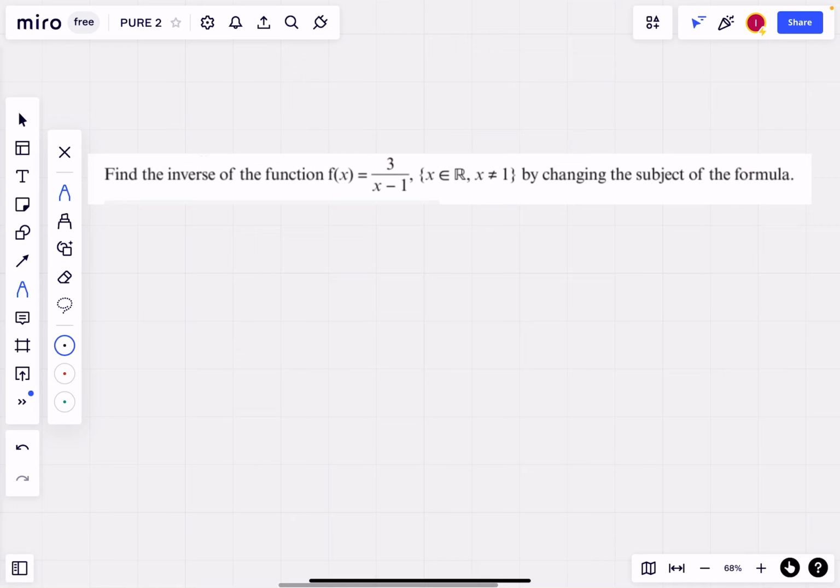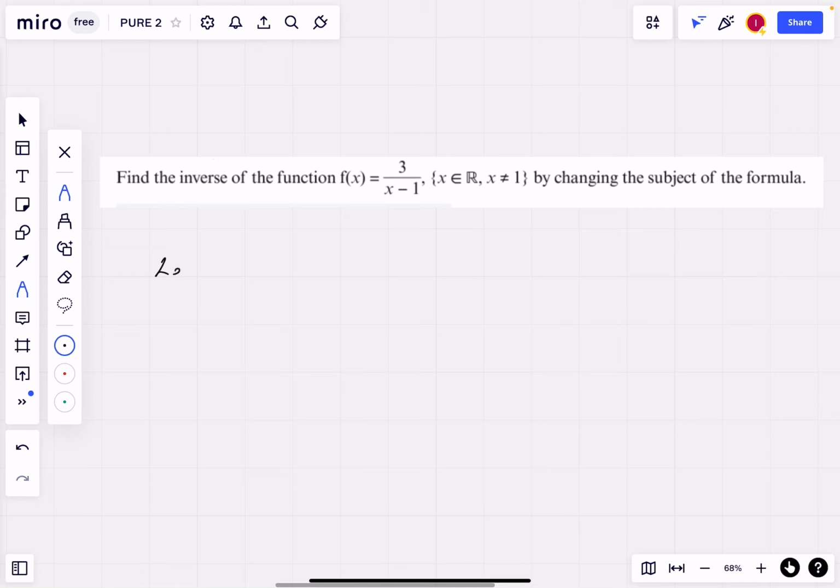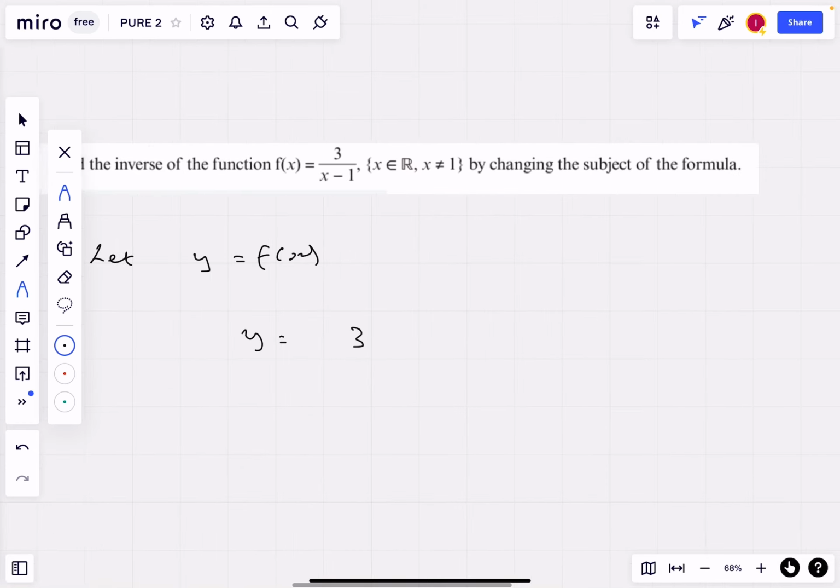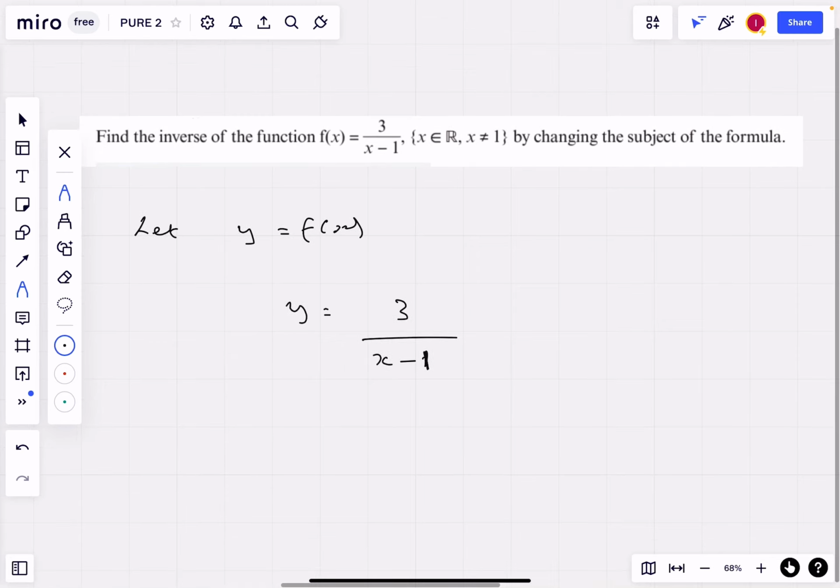So in this case, it says find the inverse function of f(x) equals 3 over x minus 1. Now here's what you're going to do. You're going to use substitution. You're going to let y equal f(x). So y equals 3 over x minus 1. And now you're going to try and make x the subject of the formula. So can you try that, please? Can you try and make that x the subject?